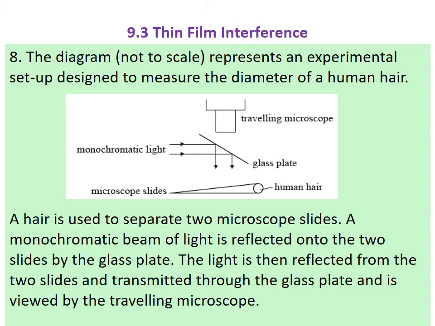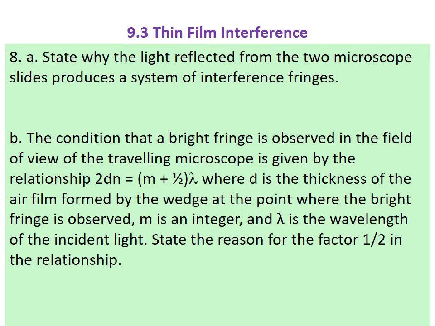A hair is used to separate two microscope slides. A monochromatic beam of light is reflected onto the two slides by the glass plate. The light is then reflected from the two slides and is transmitted through the glass plate and is viewed by the traveling microscope. A. State why the light reflected from the two microscope slides produces a system of interference fringes.